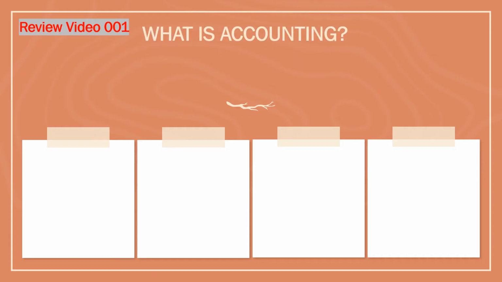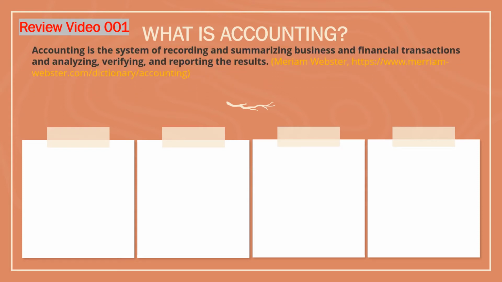So first off, we'd like to review our video number 1. The video number 1 is just mostly about the definition of accounting. So what is accounting? I took this definition from Merriam-Webster Dictionary. Accounting is the system of recording and summarizing business and financial transactions and analyzing, verifying, and reporting the results. Based on this definition, we'll go ahead and break out what those mean.